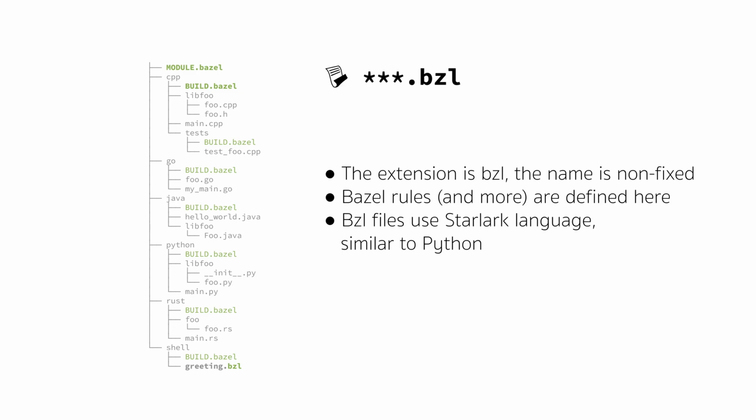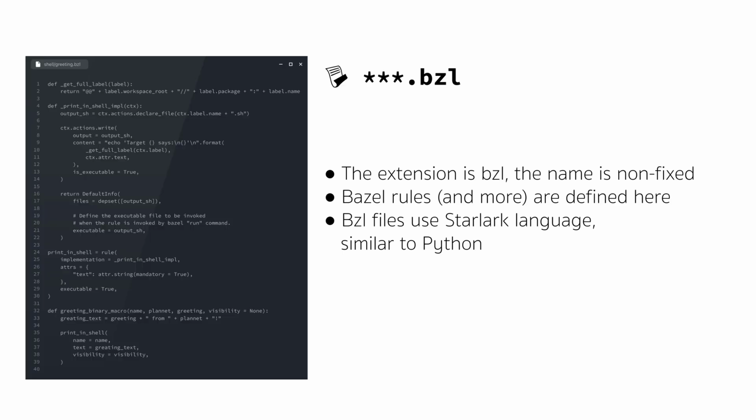The third file type is the .bzl file. These files are used to define customized building rules, macros, and other reusable pieces of building logic. For example, I create the rule printing shell in the greeting.bzl file, then I include this rule in another build file. You may also notice the syntax in the .bzl file is very similar to Python. Yes, this is Starlark, a language that is a subset of Python.